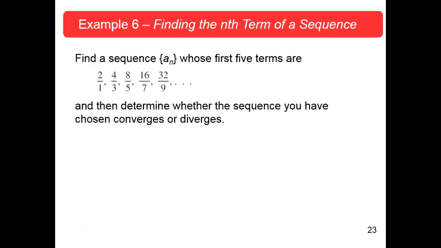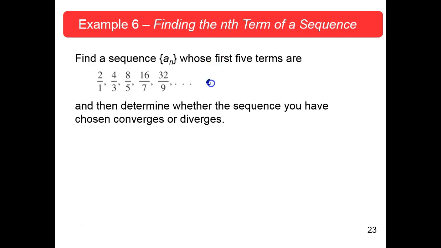The exponents are raising of 2 to n, plus 1 on the bottom is just plus 2. In other words, odd integers on the bottom and powers of 2 on the top. So find the sequence whose first 5 terms are that.